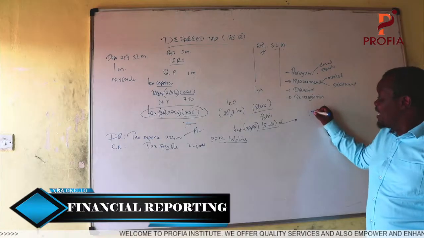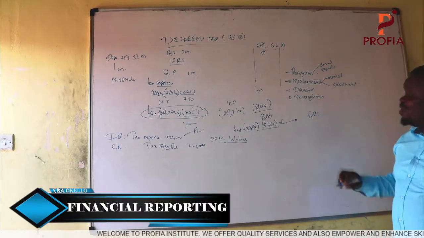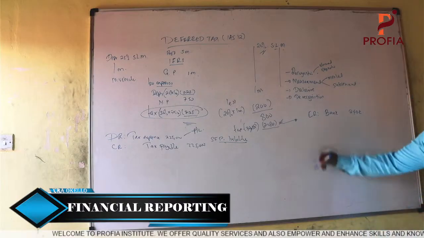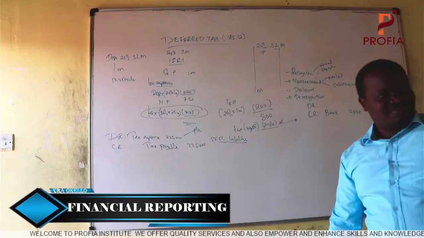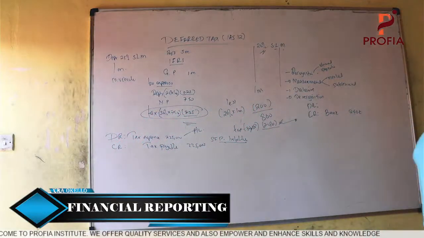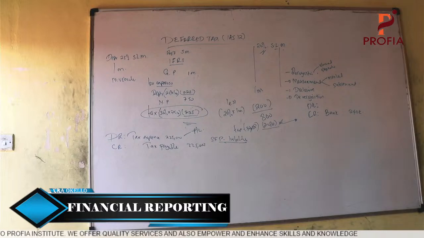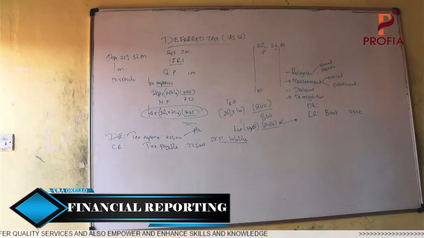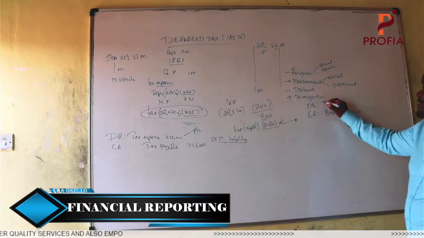What will you do? You go to the bank and pay how much? 240,000. Question: what will you debit? Because you've credited your bank, what are you going to debit? Let me hear. We have not yet learned deferred tax. That is where the temporary difference comes in. What will you debit? Tax payable. You're sure? So here I write tax payable. How much?